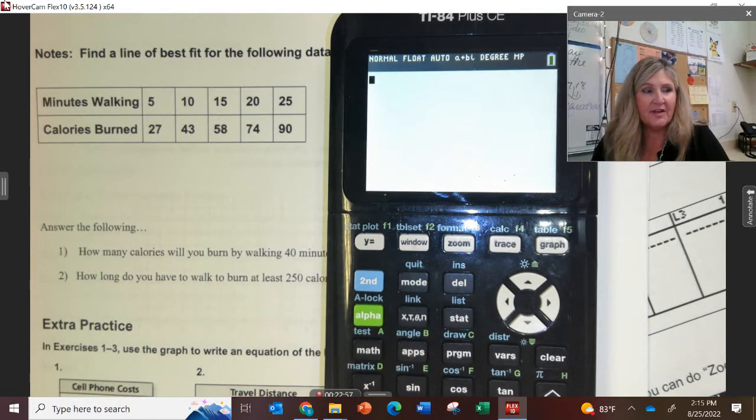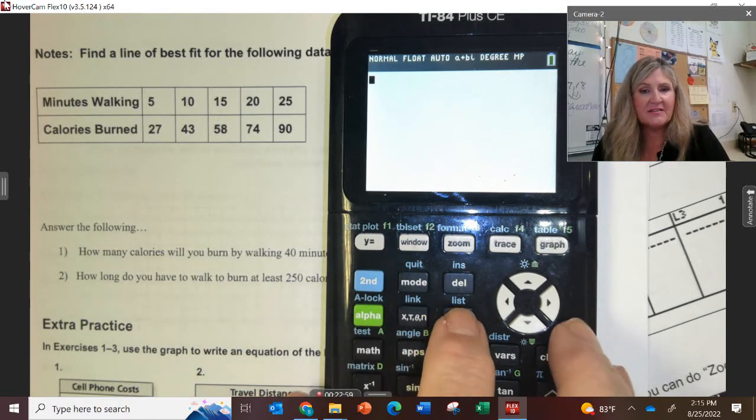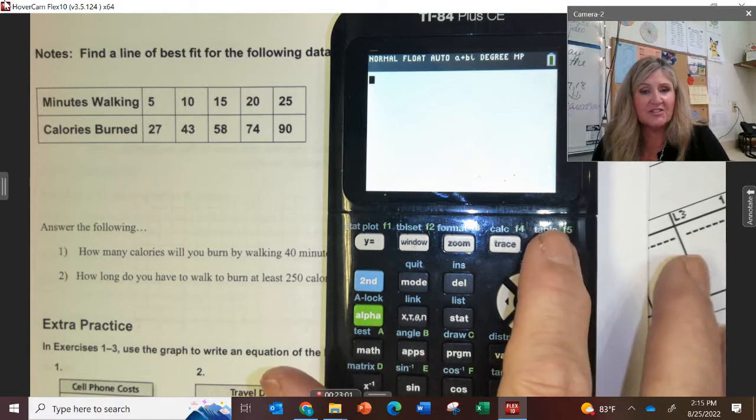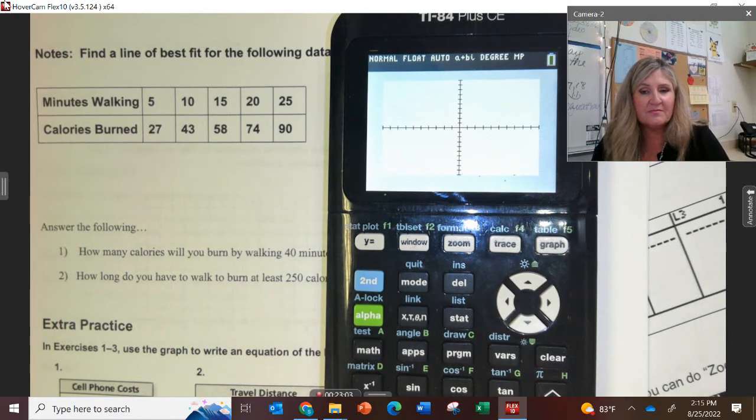Quit. Go to your home screen. We're going to find that. Actually, let's look at the points first. I want you to hit graph. We are not seeing our points.